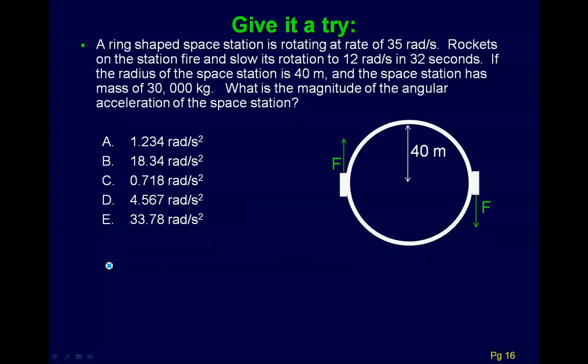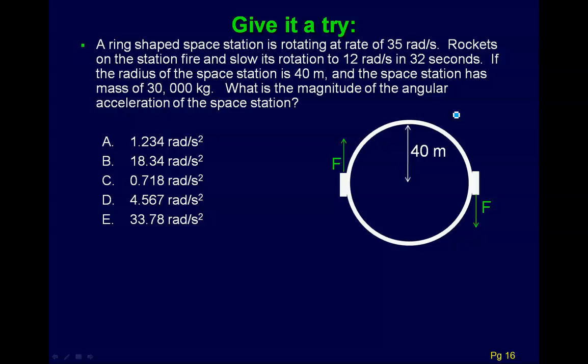So here's an example. This is an old test question, and we're just going to do a couple different things here. So we have a ring-shaped space station. It's rotating at a rate of 35 radians per second. Rockets on the station fire to slow the rotation to 12 radians per second in 32 seconds. If the radius of the space station is 40 meters and the space station has a mass of 30,000 kilograms, what is the magnitude of the angular acceleration of the space station? Okay, so we get a bunch of information here, and this is a multi-part question.